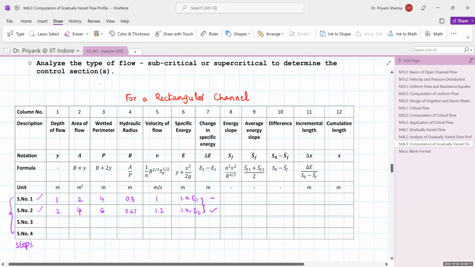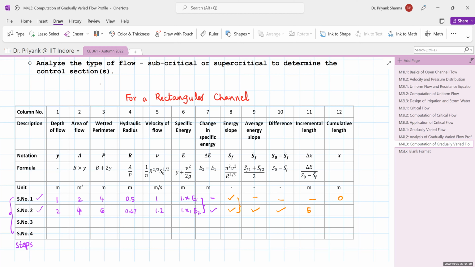Similarly, here you will calculate SF, that is n square v square upon R to the power 4 by 3, and here your SF bar will be blank because SF bar is the average of first and second section. So you have here two values and you get the average SF bar. So here again S naught minus SF is blank. Okay, again delta x is blank and your x is 0. So here you get S naught minus SF bar. So again you have some value, then you get delta x. Let us say your delta x comes out to be 5.